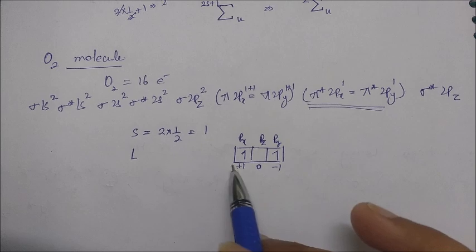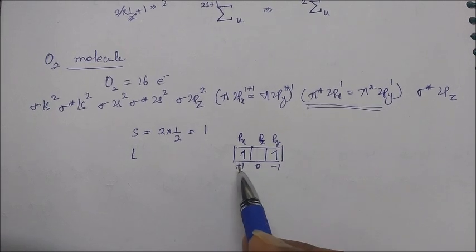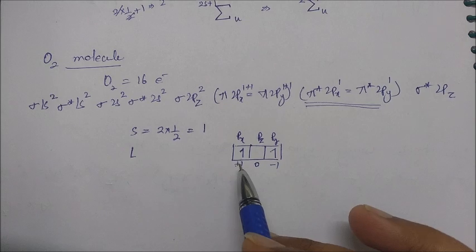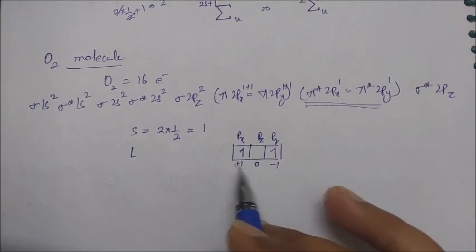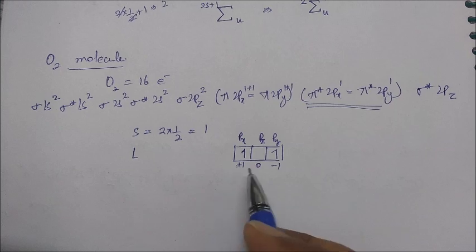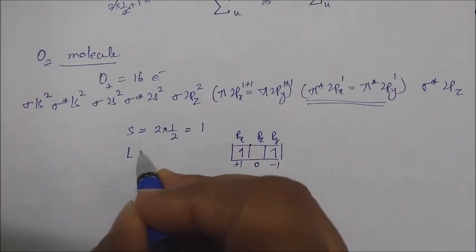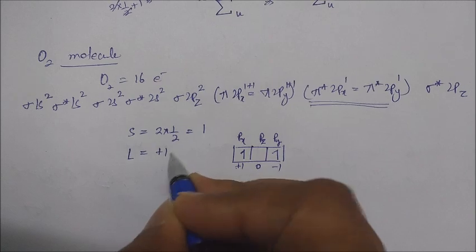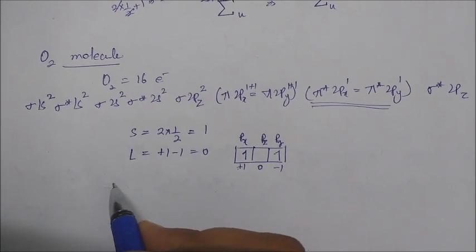This plus and minus sign, in some books you will find plus here and minus here, that doesn't matter. But I will suggest you use this way only. This is the standard way. So +1 here and then -1 here. So the overall L value we will get as +1 and then -1, that is 0. So the L value will be 0 over here.